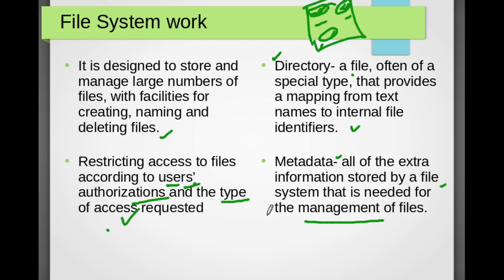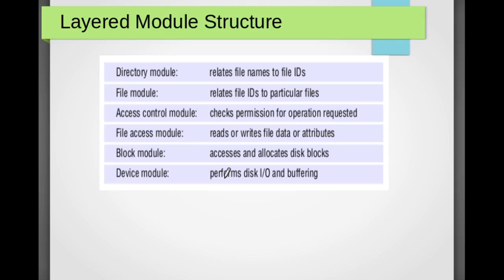Okay. So now these are certain information about the file system working, right? Now you can see there are directory, these are modules. So if it is a software, there should be particular different modules, modularity can be there. So basically this is something you have to understand. This is directory module. Similarly, other modules, means one software package can be divided into certain modules. So file module, access control module, file access module, block module, and device module.